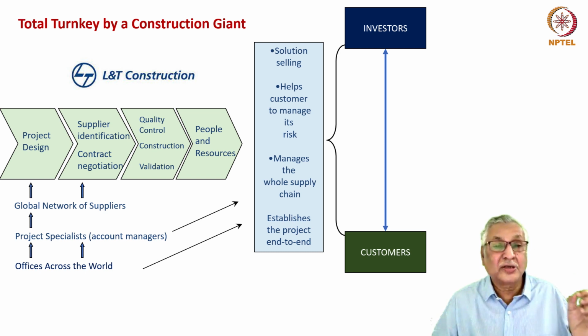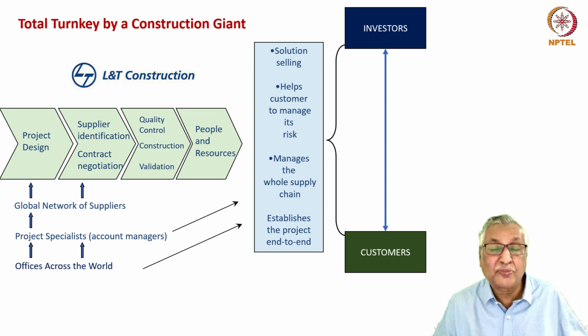We talked about procurement being a turnkey item that is completely given to another company. But the entire project can also be a turnkey project. Let's take the example of L&T Construction as a construction giant taking responsibility for a project entirely end to end. There could be project design, then supplier identification, then contract negotiation, quality control, construction, validation, people and resources. These are the essential elements of any project.